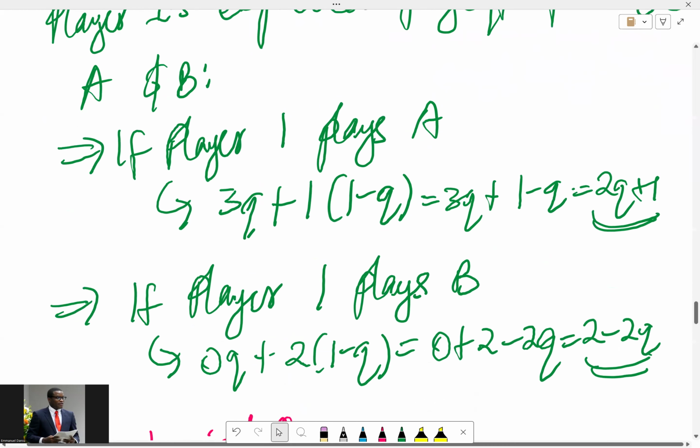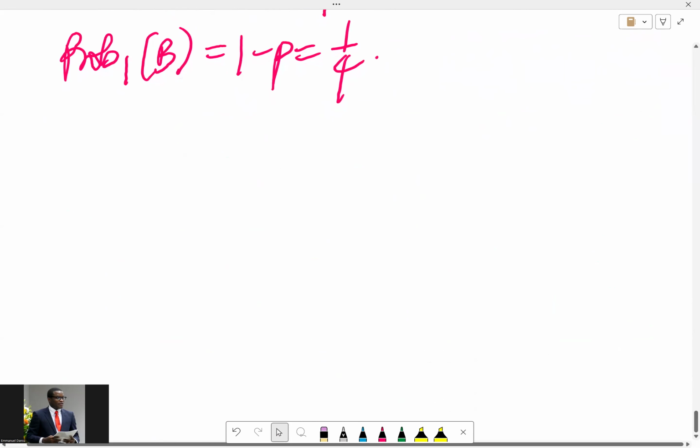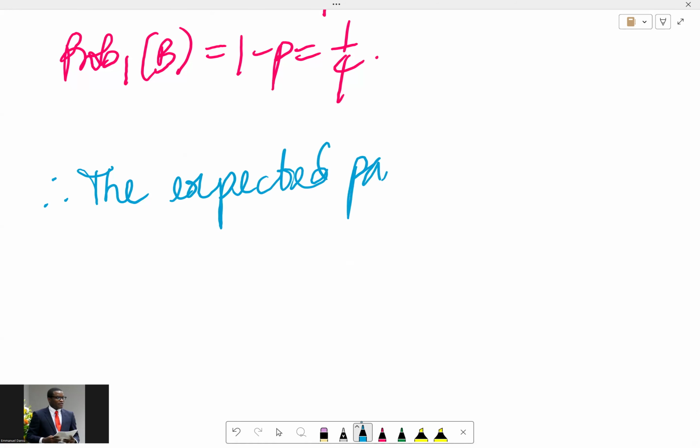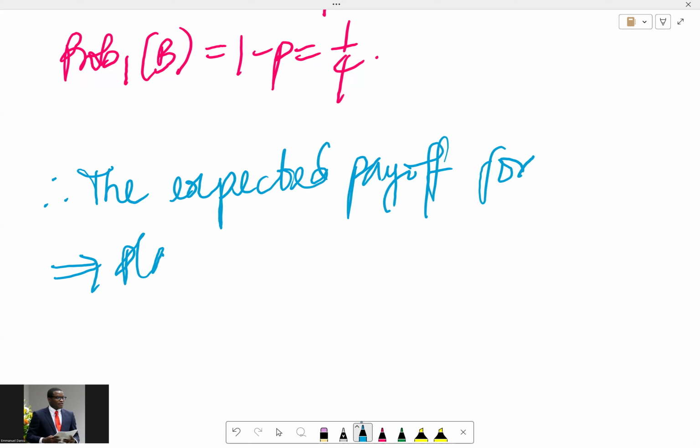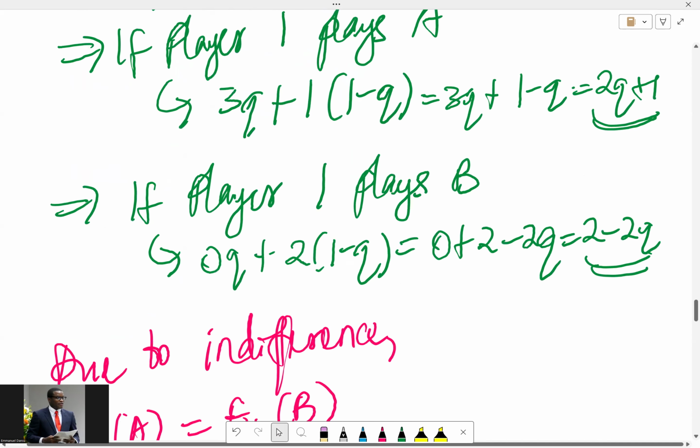So we can say that, therefore, the expected payoff for player 1 is equal to E of any strategy. It's just E1, right? And you can just pick any of the two things you equated. So this is for player 1.